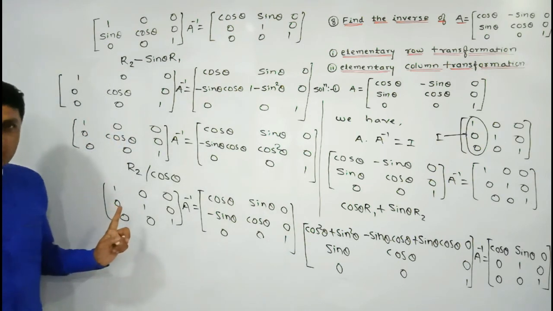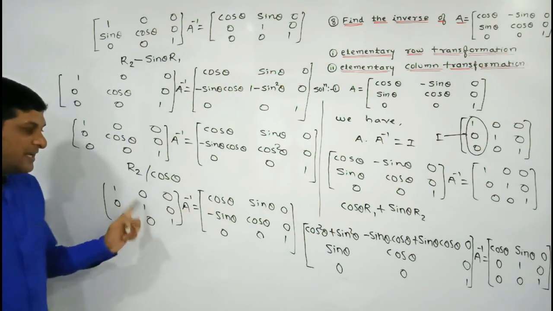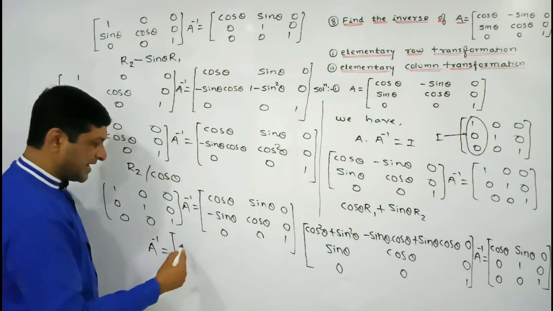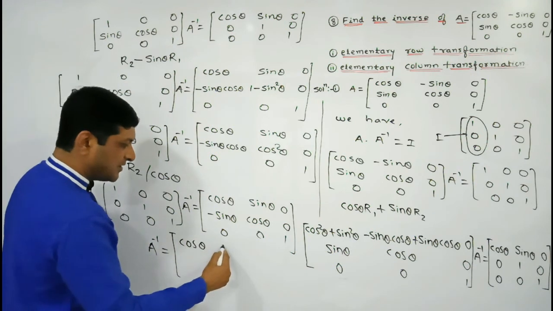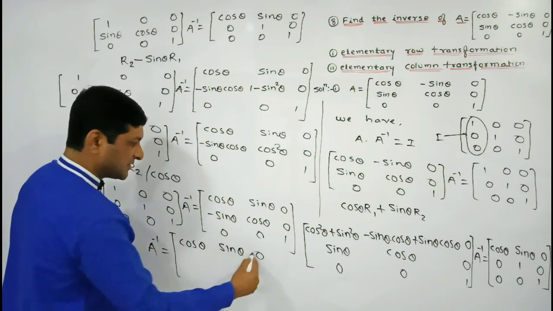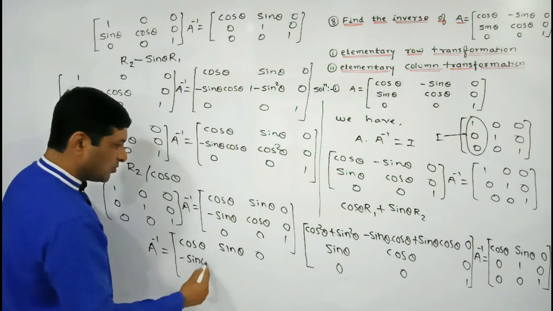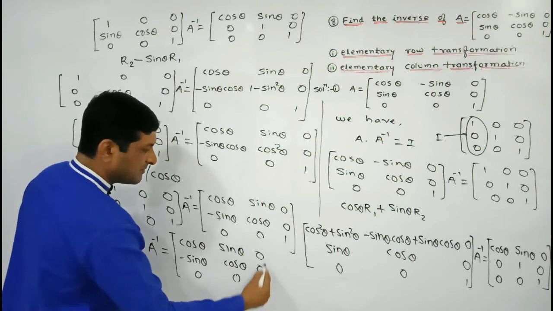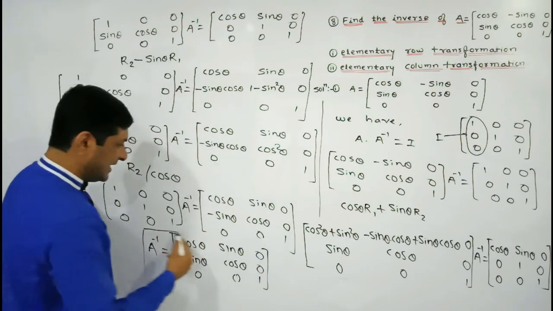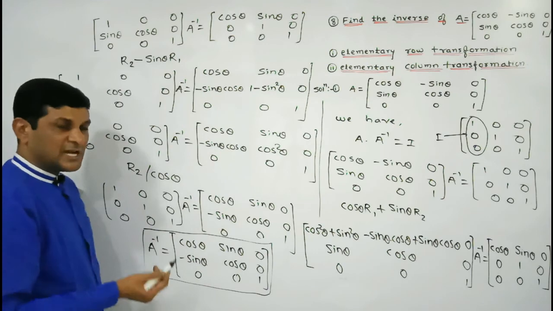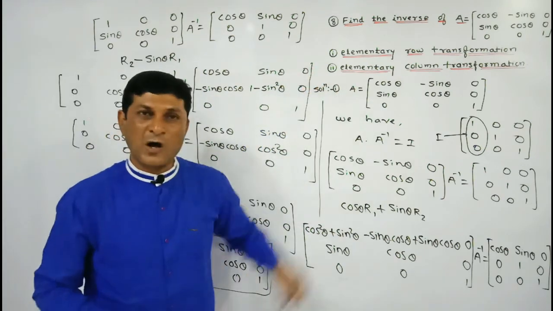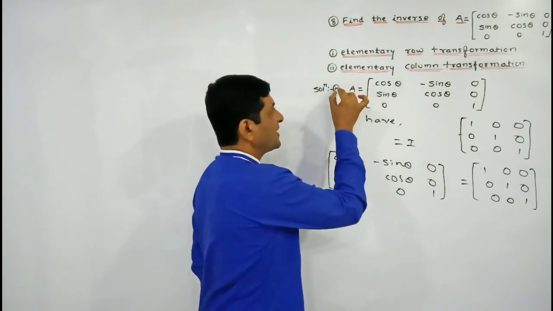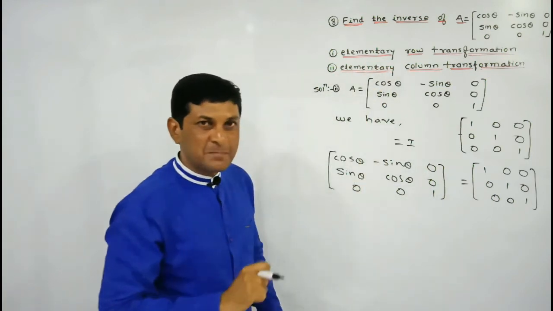So in this way, on this side, what will we get? A inverse into identity, it's A inverse, and the new matrix on the right hand side is nothing but our required value, meaning the inverse of the given matrix. So using row transformation, we have seen how to find the inverse of a matrix, and this is our required A inverse. Now the same example we are solving by applying column transformation. Now let us try to find the inverse of this matrix by column transformation, which is nothing but the second part of this example.